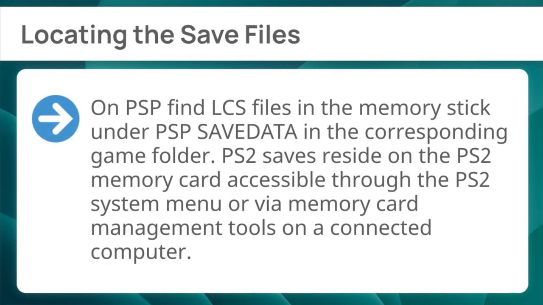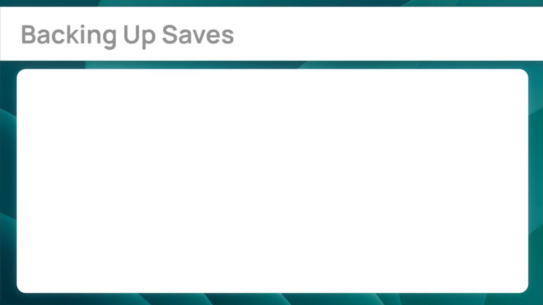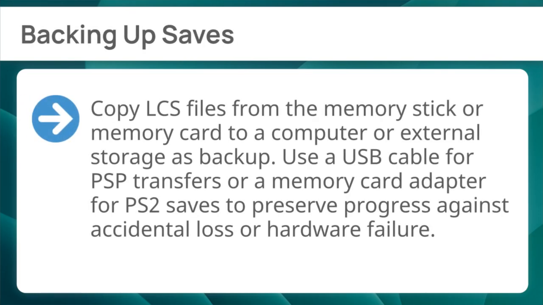On PSP, find LCS files in the memory stick under PSP Save Data in the corresponding game folder. PS2 saves reside on the PS2 memory card accessible through the PS2 system menu or via memory card management tools on a connected computer. Next, backing up saves.